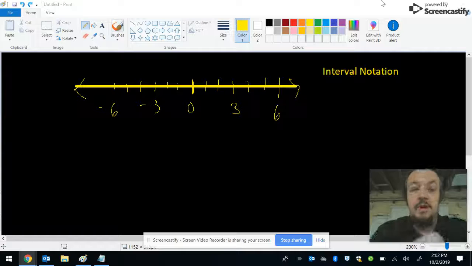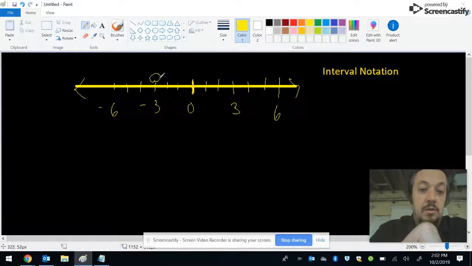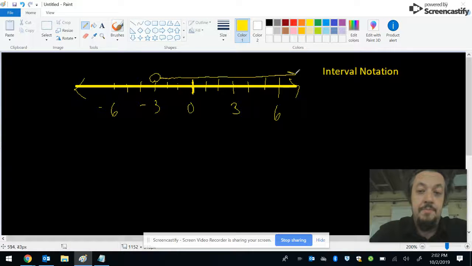This time, I'm going to go ahead and graph on here values that are strictly greater than -3. And as you can see, this time, we don't have an upper boundary. The boundary doesn't exist. So if I was going to write this as an inequality, I'd write x is greater than, strictly greater than -3.